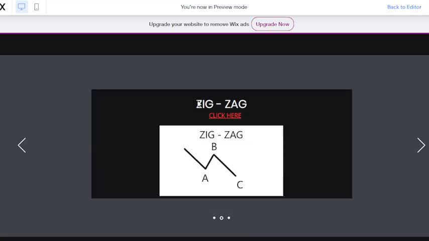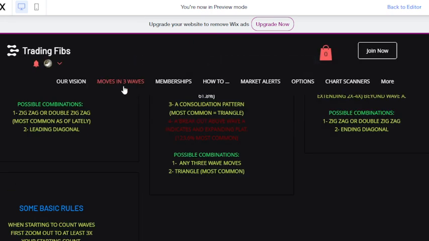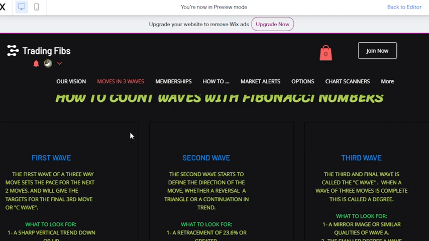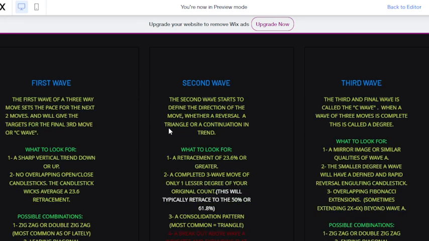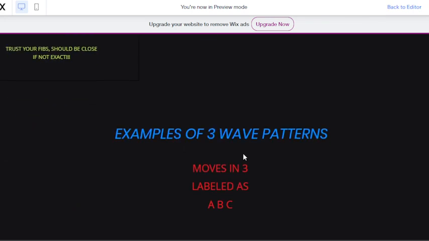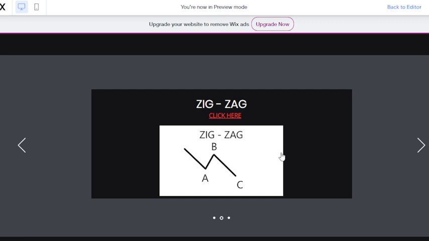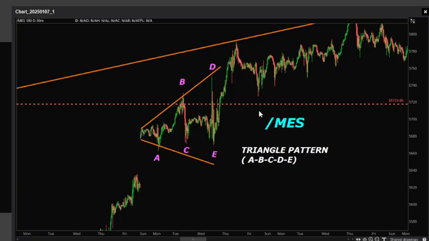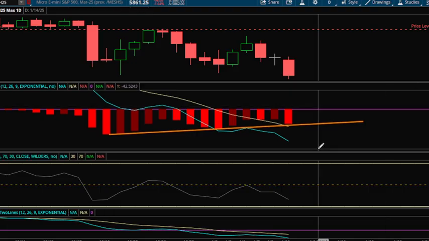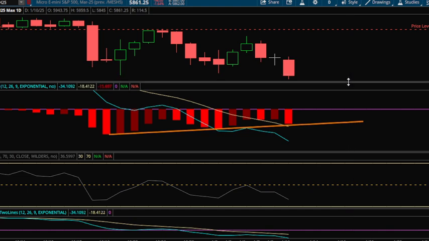Again, on the website, if you forget which patterns they are, you can just go to the moves in 3 waves. Here I've got a couple of rules and how each wave moves, what to look for, some basic rules. But down here at the bottom are the diagrams. You just click on the diagrams, and it gives you the pattern that I've incorporated with it. But anyways, back to the updated analysis on the S&P 500.